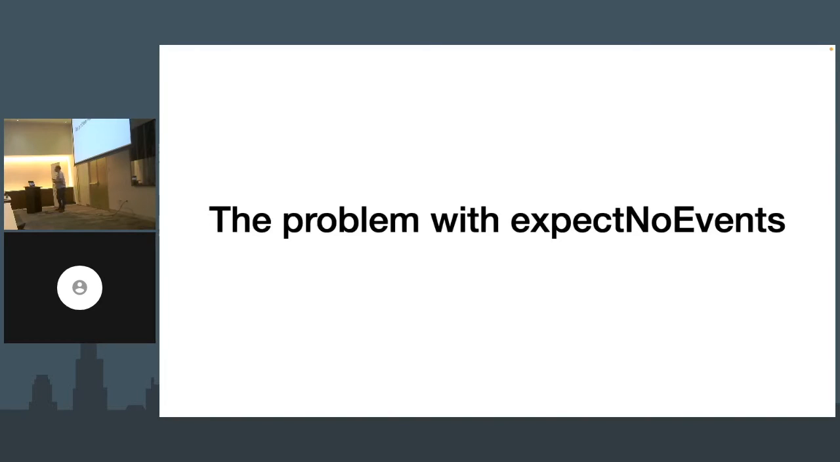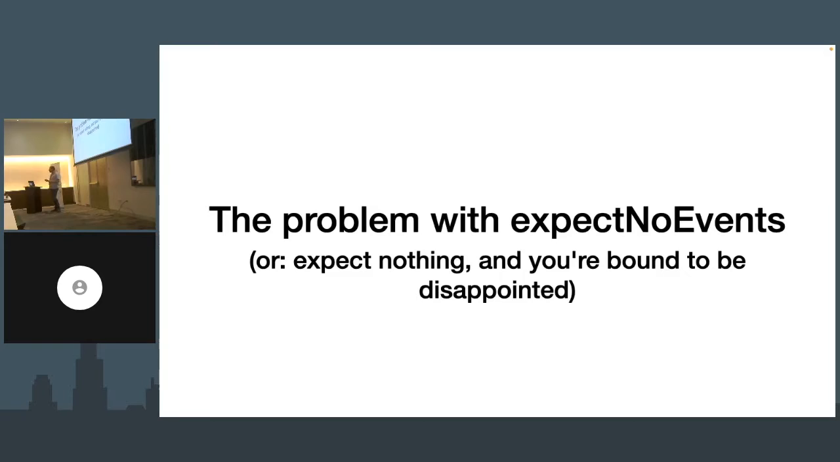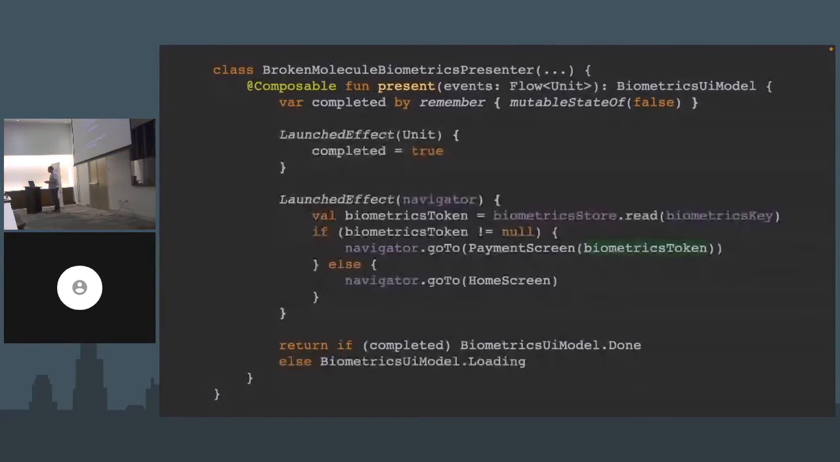Next, the problem with expect no events, where if you don't expect anything, you're bound to be disappointed. So let's once again create a broken presenter that creates a problem for us. I've modified this composable presenter to have this launched effect that immediately sets completed to true. So it's doing the exact same thing we had before, where we moved from loading immediately to done, right? It's just done in a composey kind of way.